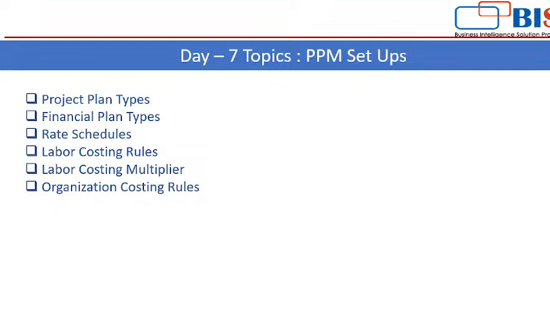Then in the day 7 topic, we have seen how to create the project plan type. This is the planning that we are doing for the project. In this project plan type, we can see how to schedule the dates for the projects and also the planning cost in the project. So project plan type is the task that works at task level in the project module, whereas the financial plan type works at the project level. You can create the budget by using financial plan type.